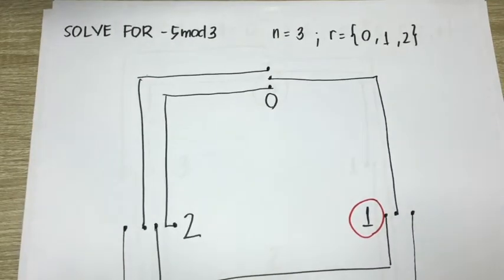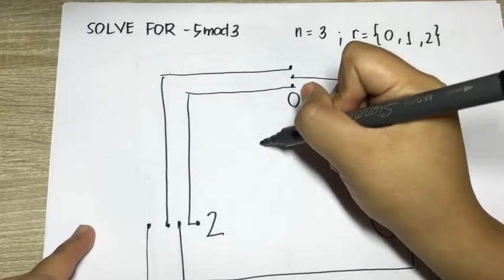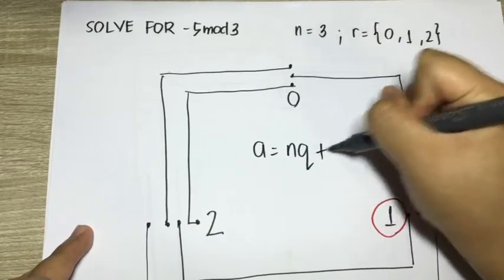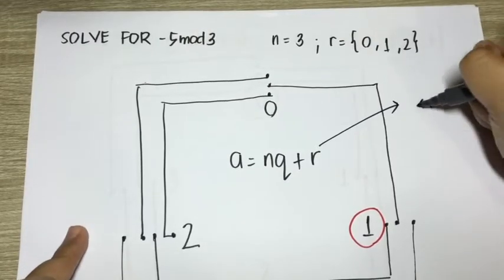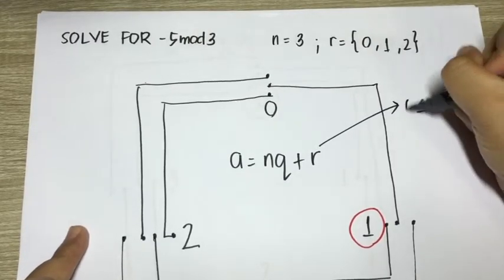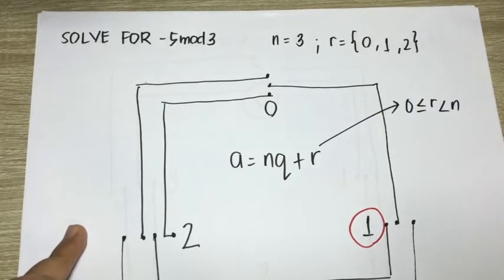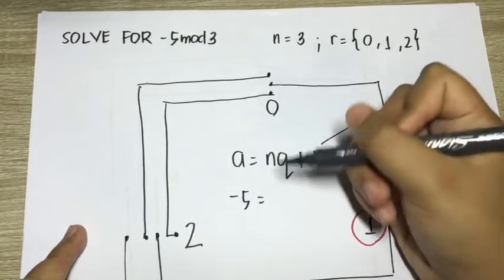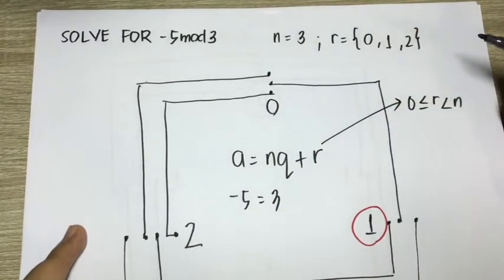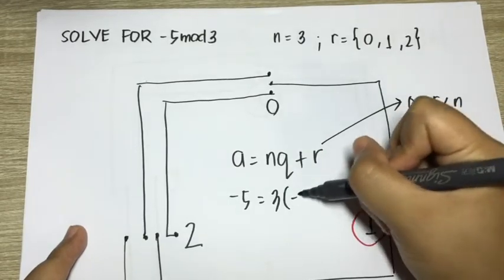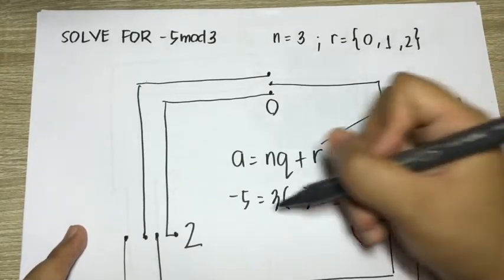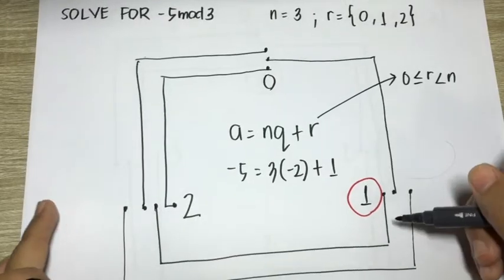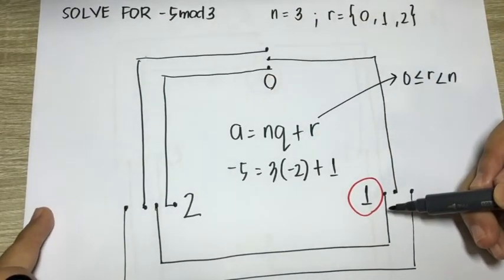So let's try to prove that using the expression that we know, which is A is equal to NQ plus R. Again, we have to remember that our remainder is always a positive number, or it is always greater than or equal to 0 but less than n. So if our dividend is equivalent to negative 5 and our divisor is 3, therefore our quotient is negative 2, and our remainder should be positive 1. So negative 6 plus 1, we will have negative 5. So therefore, the remainder in this case is positive 1.